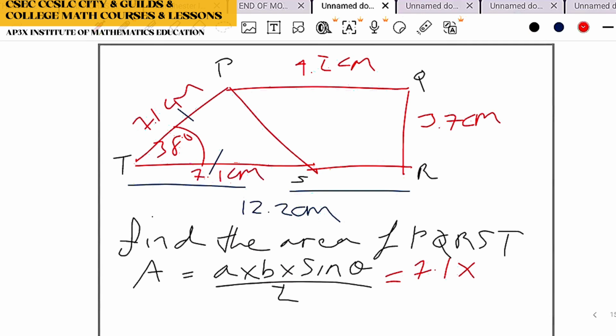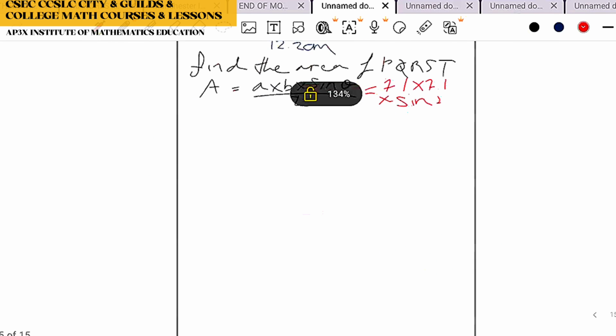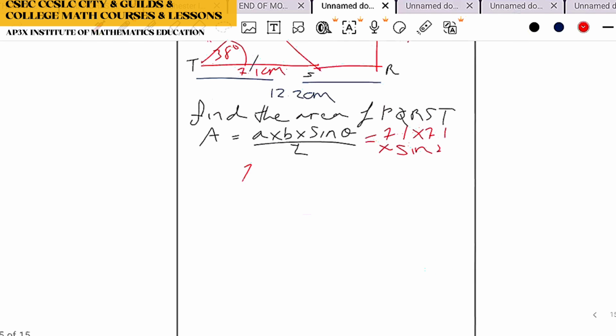So Latisha, come now, finish up. So 7.1 times 7.1 times sine. Well, listen, none of that "sin" in my maths. It is sine. I don't know why students always like to sin my subject. Sine. All right, sine of what? Sine 38. Let me take time now. So 7.1 times 7.1 times the sine of 38, you said? Yes, sir. All right, divided by 2.